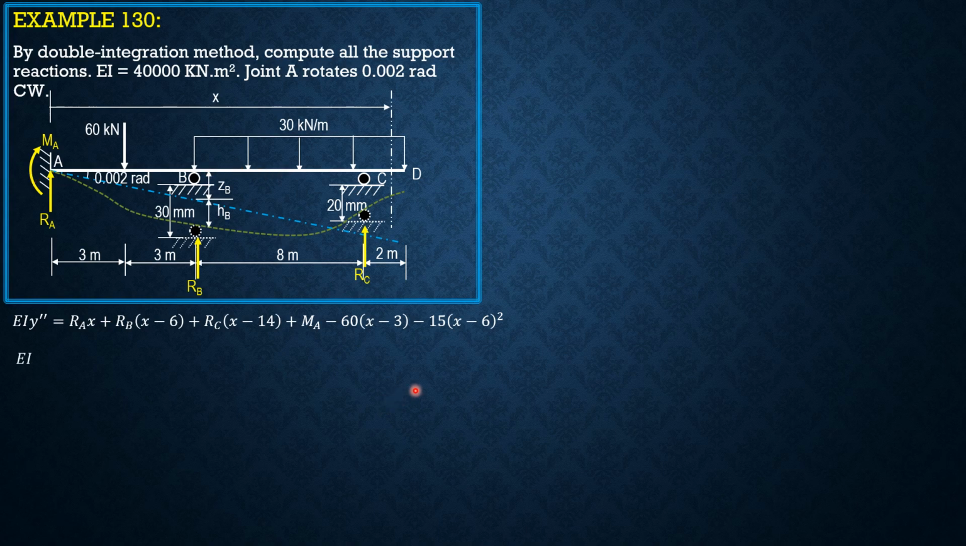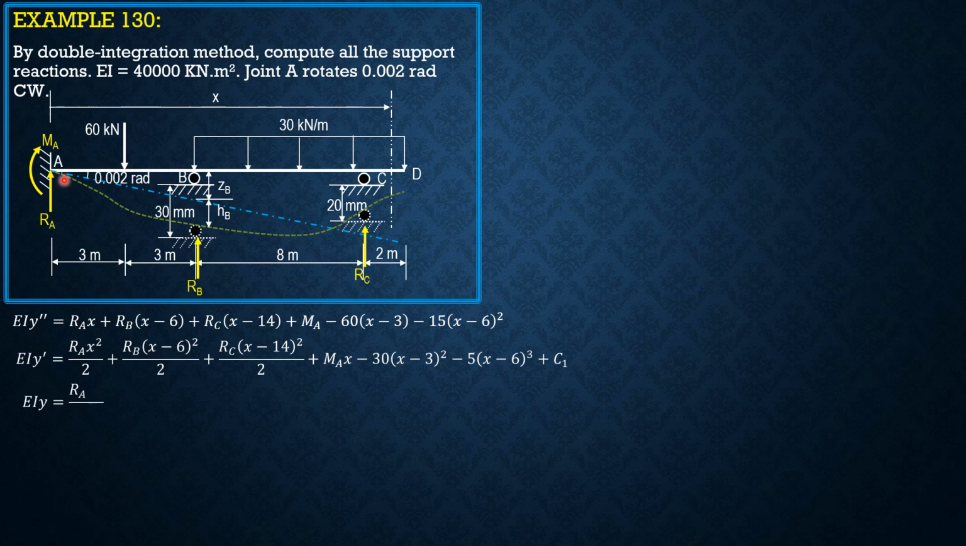So integrating once, EIY prime is equal to RAX squared over 2 plus RB quantity X minus 6 squared over 2 plus R sub C quantity X minus 14 squared over 2 plus MA X minus 30 times X minus 3 squared minus 5 times X minus 6 cubed plus C sub 1 after integrating. So there is C sub 1 because there is slope when X is 0. There is rotation of A.